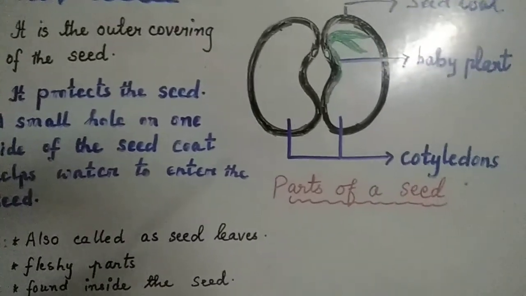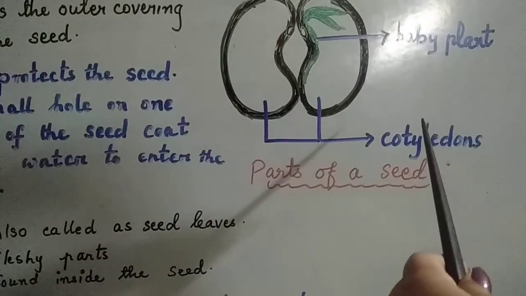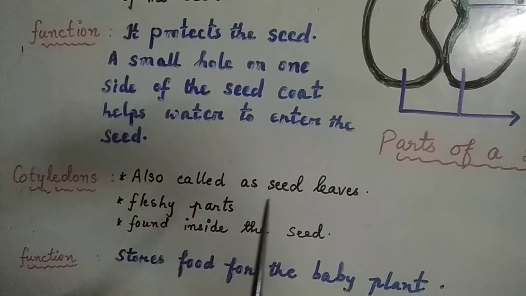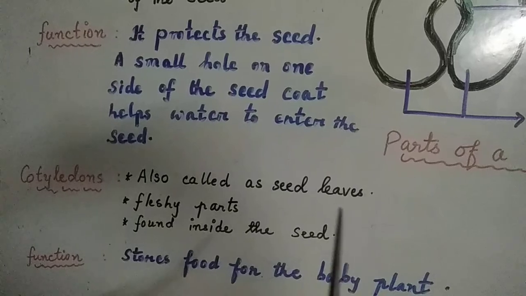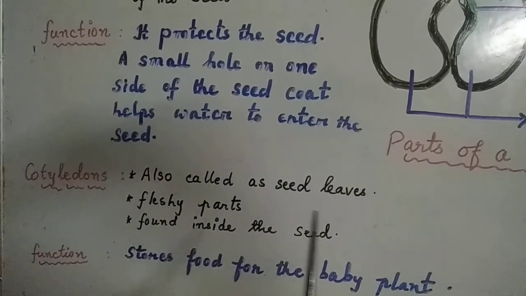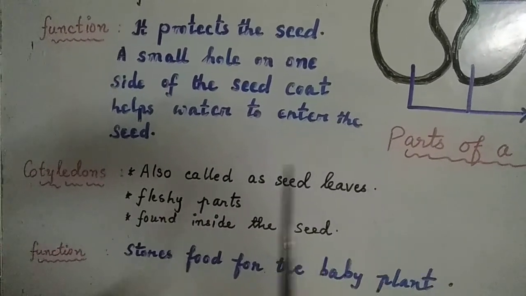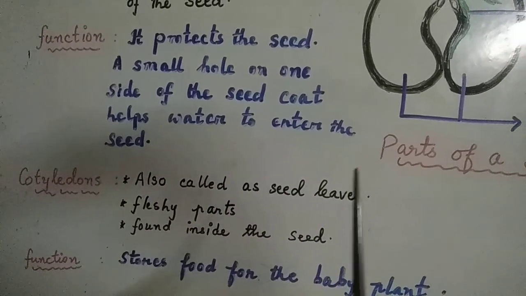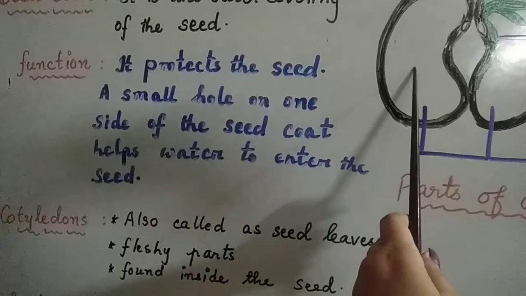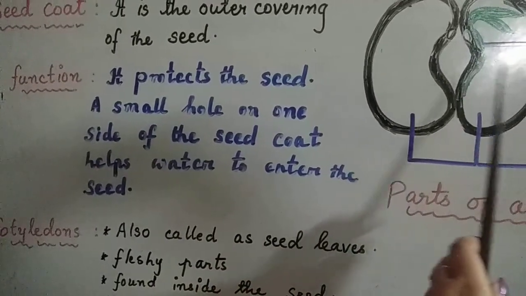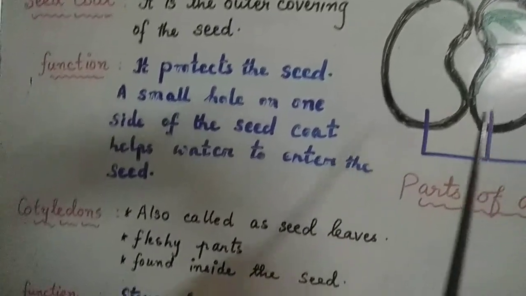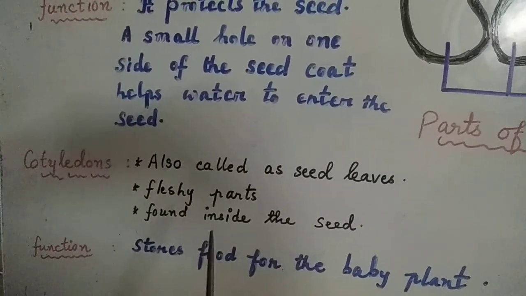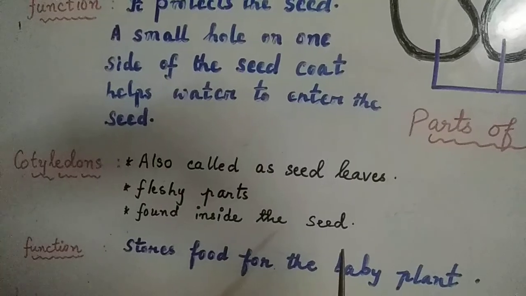Now the next part is the cotyledons. What do the cotyledons do? Cotyledons are also called seed leaves. These are the fleshy parts of the seed. This part is the fleshy part, and that is called the cotyledons. And these are found inside the seed.